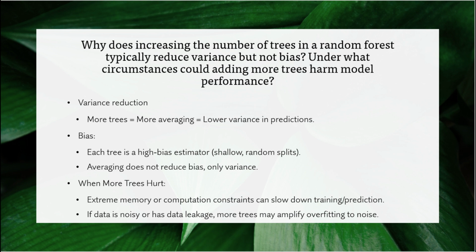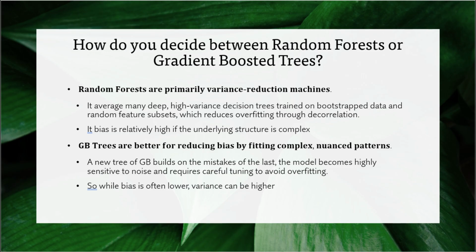When more trees hurt: extreme memory or computation constraints can slow down training or prediction. If data is noisy or has data leakage, more trees may amplify overfitting to noise. How do you decide between random forests or gradient-boosted trees? Random forests are primarily variance reduction machines. They average many deep, high-variance decision trees trained on bootstrap data and random feature subsets, which reduces overfitting through decorrelation.